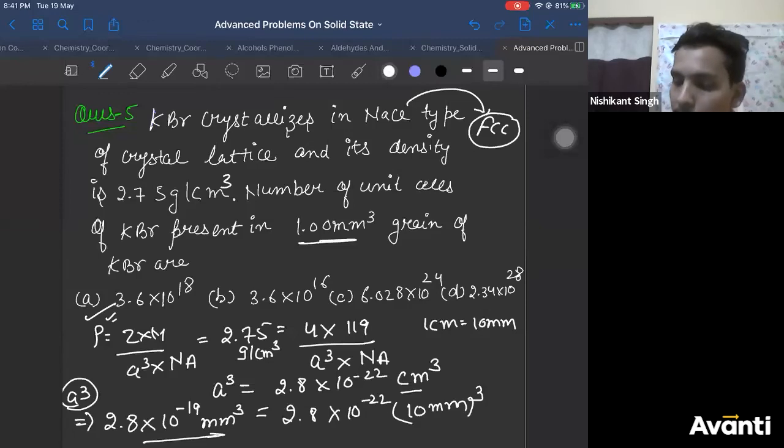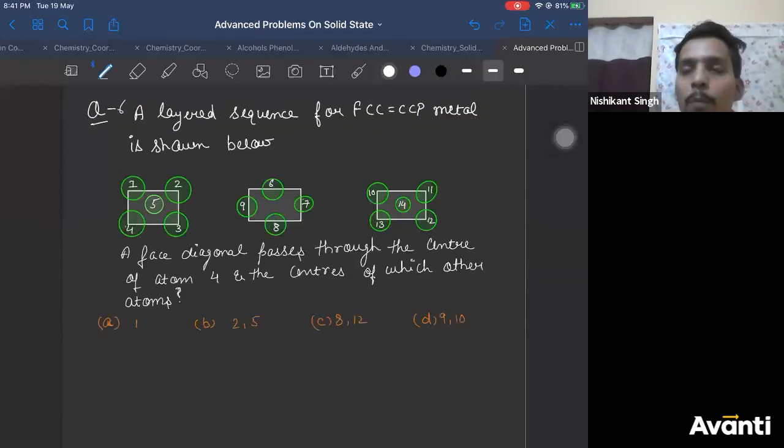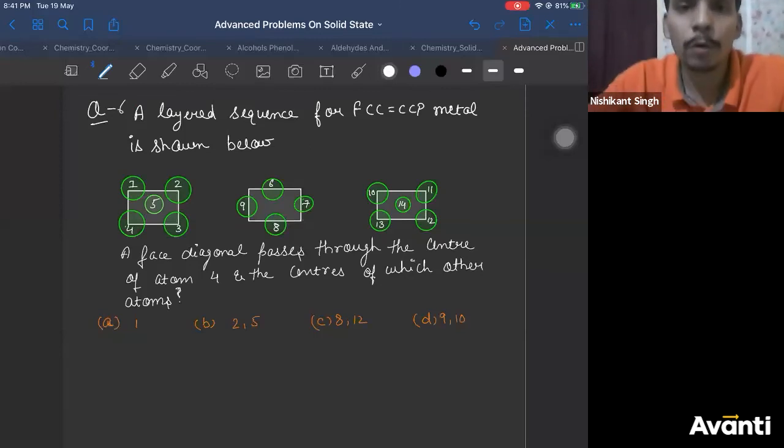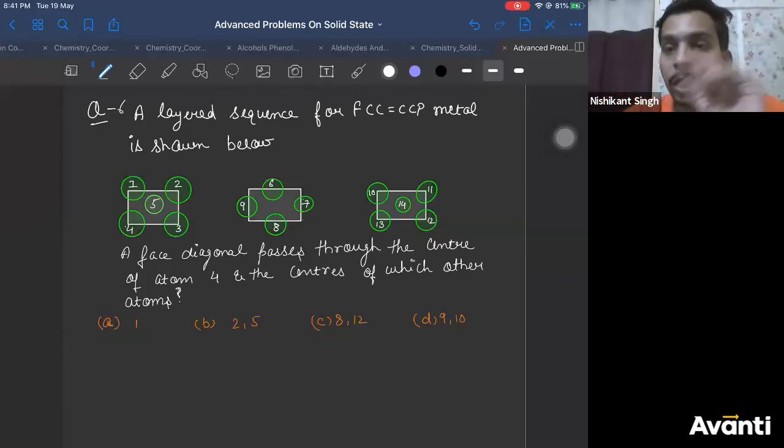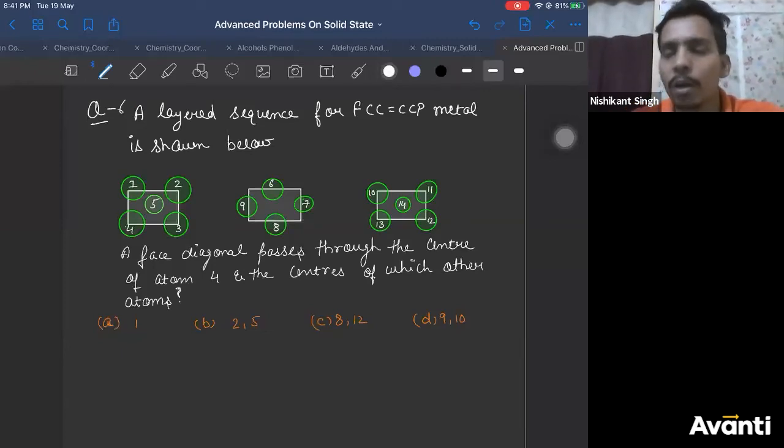Right. Let's move to our next question. This is quite an interesting one. All of you, please open your imaginations. You need to think. You don't have to calculate anything. You just have to open your think tank.